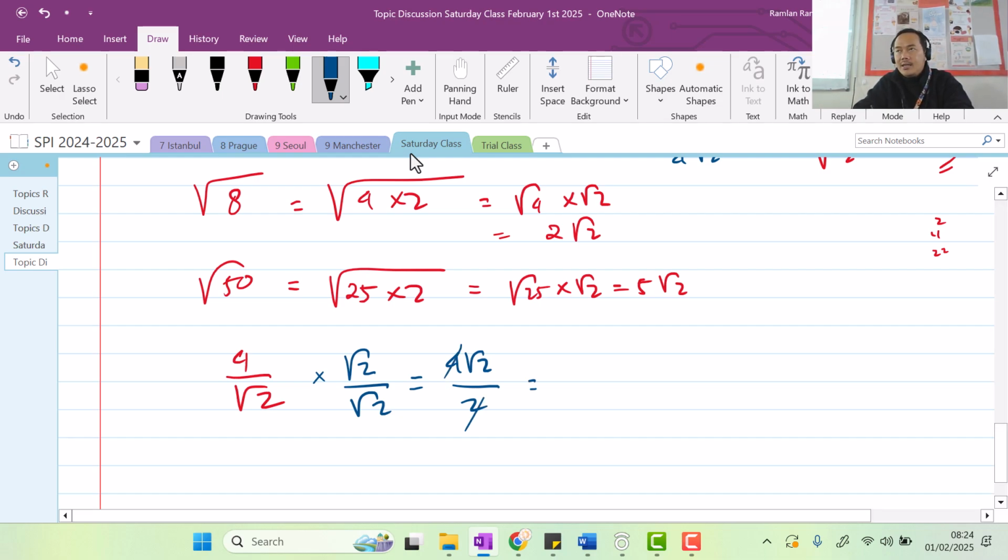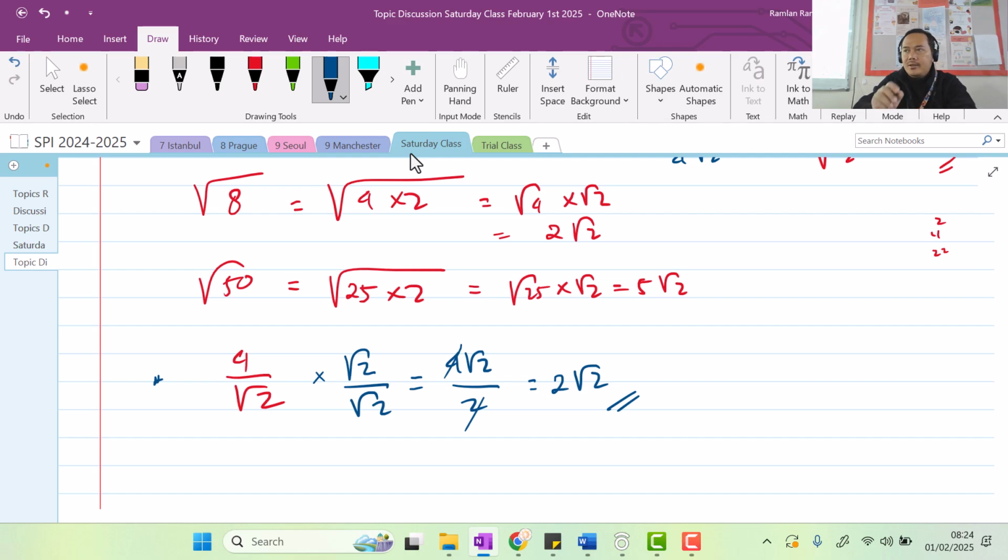We can cancel the 4 and 2, right? Be careful, don't cancel the one inside the bracket. Okay, so what is 4 divided by 2? It's just 2, right? And there you go. So this is the first form of rationalizing denominator.